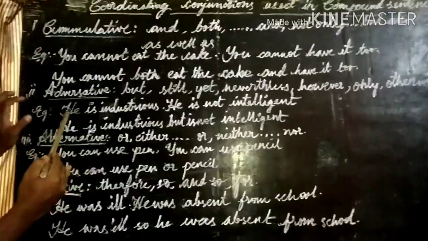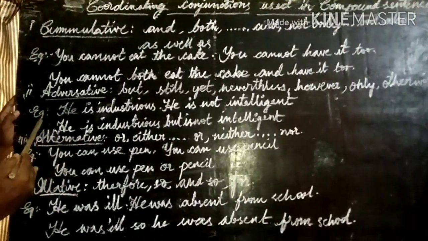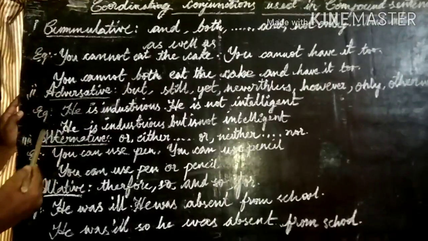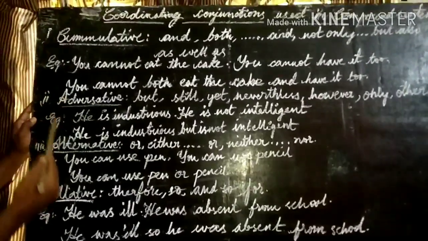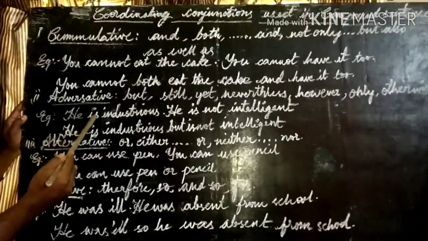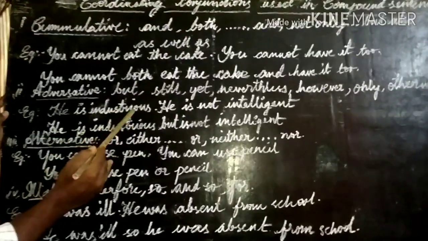See here, example. Let us understand the use of this adversative conjunction with an example. He is industrious.